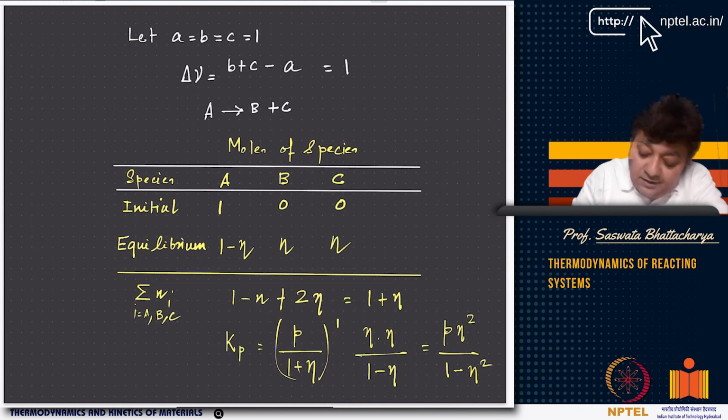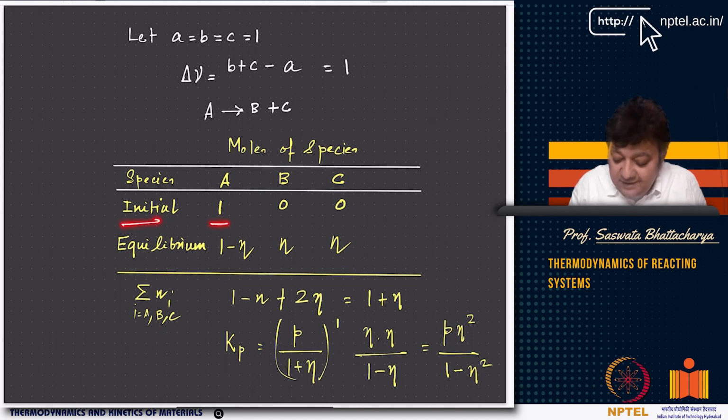Now if I assume one special case, say I am just taking an example of a equal to b equal to c equal to 1, so the reaction that I have is A decomposes to B and C. If I want to find the extent of decomposition or the extent of reaction, I will first look at the initial mole numbers, which is 1 of A and 0 of B, 0 of C. But now at equilibrium, say eta is the number of moles that have participated in the reaction. So you have 1 minus eta and you have eta moles of B and eta moles of C. So the total moles is 1 minus eta plus 2 eta, which is 1 plus eta.